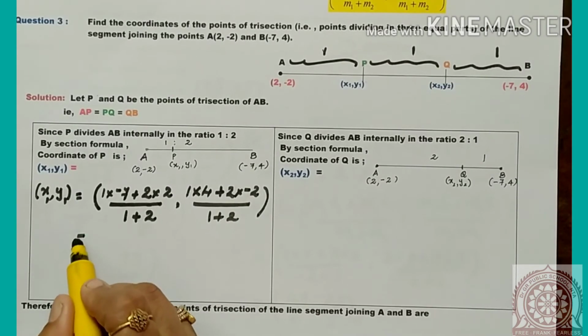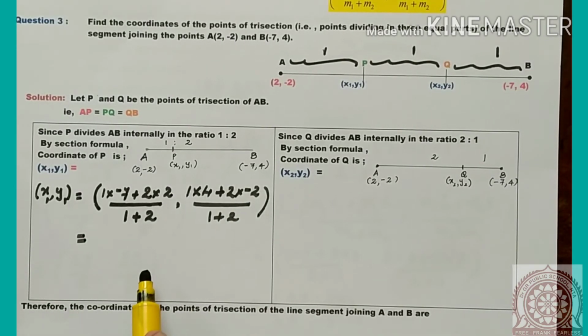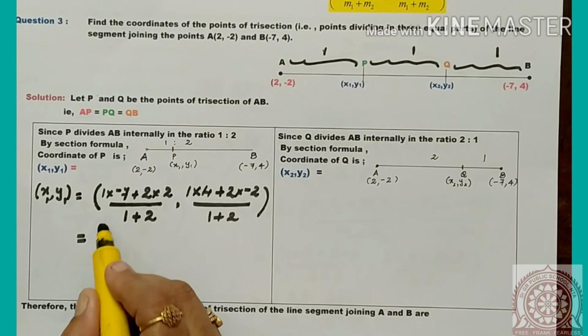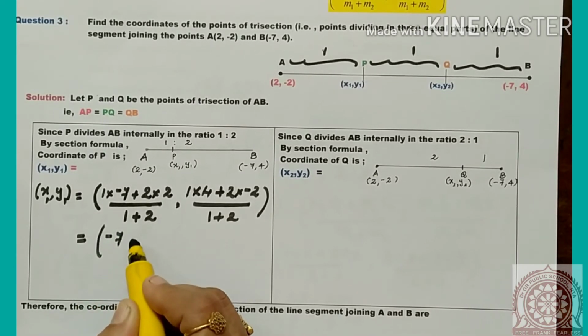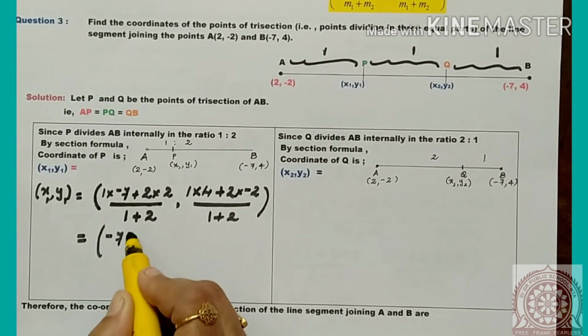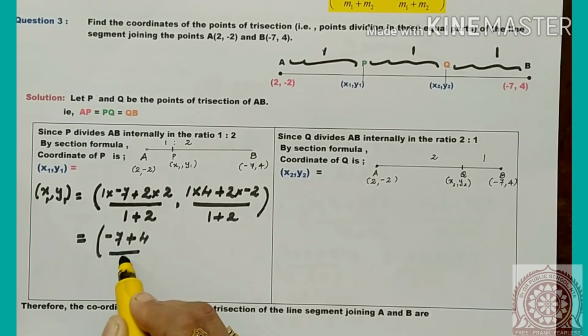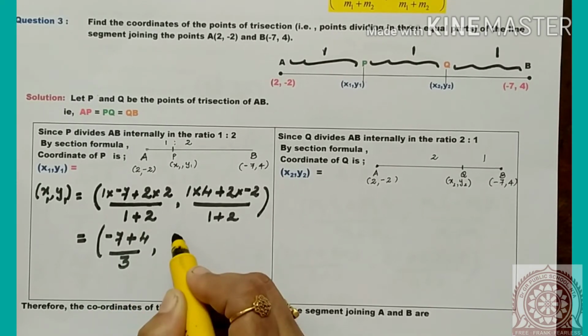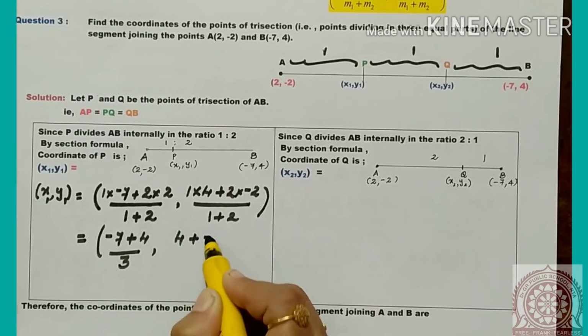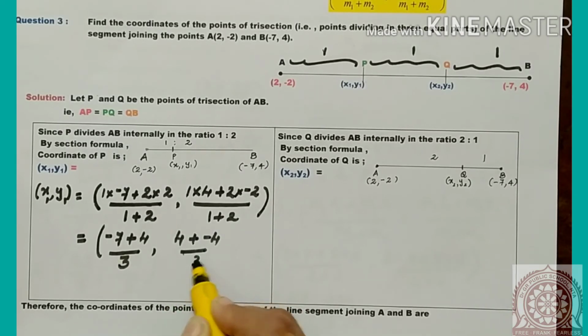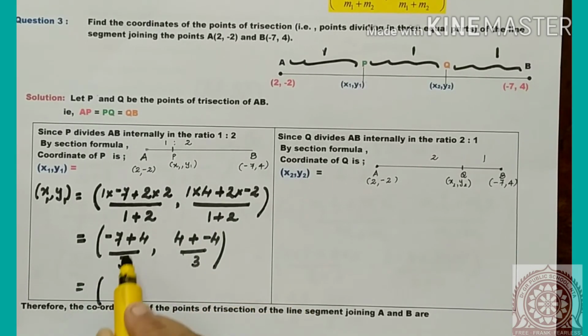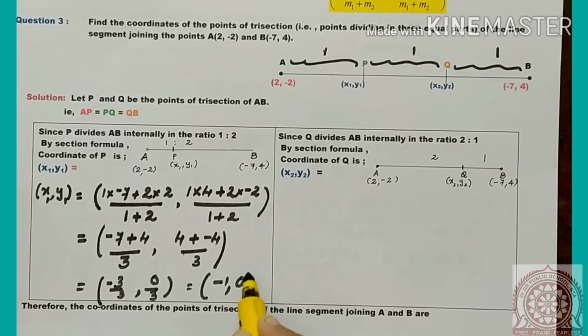So, we can do this. What about 1 into minus 7? Minus 7 plus 2 into 2 is 4, divided by 3, comma, 4 plus minus 4, divided by 3. So, your answer is minus 3 by 3 and 0 by 3. That is minus 1, 0 is the coordinate of the point P.